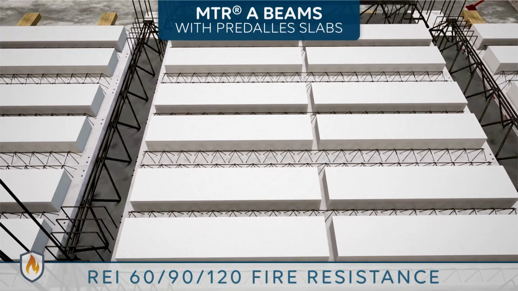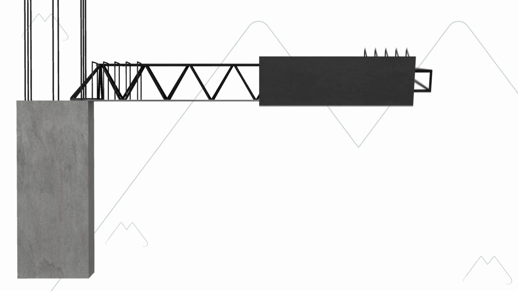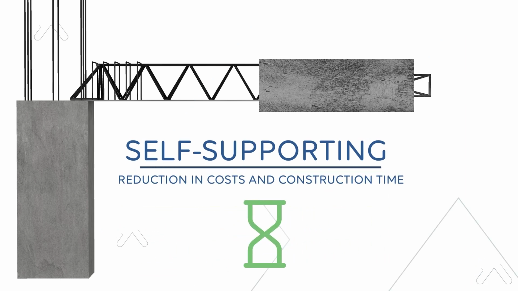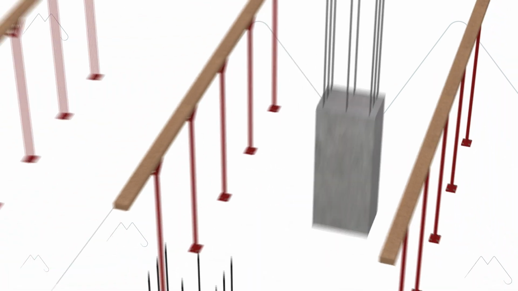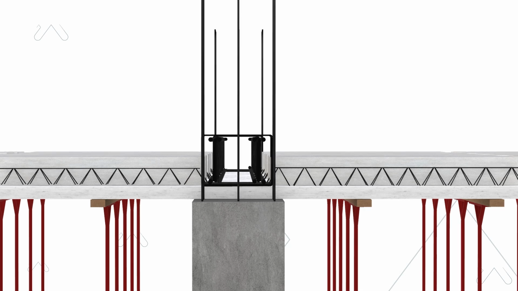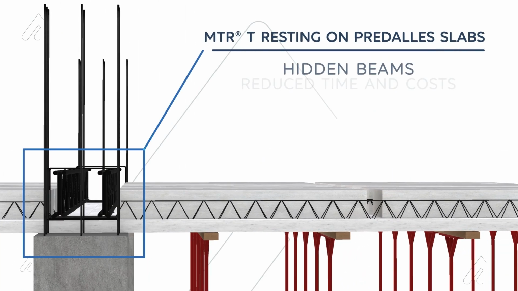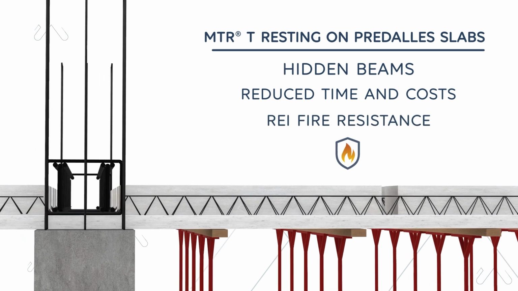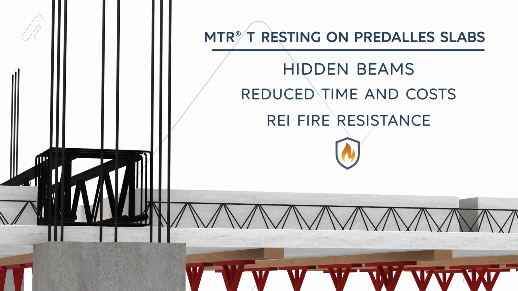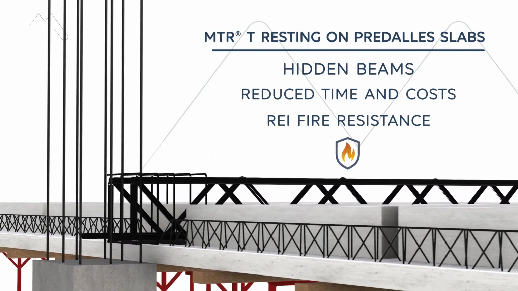Thanks to the self-supporting nature of the MTR A beam, construction times are halved, formwork and shoring are totally eliminated, and the column cross-sections are considerably reduced. Adopting the MTR T beams also helps to reduce the required construction time, even though it is not self-supporting and requires formwork. It is a prefabricated beam, so there is no need for overhead installation of reinforcement on site. In addition, thanks to the thickness of predal slab on which it rests, R120 fire resistance protection is ensured.